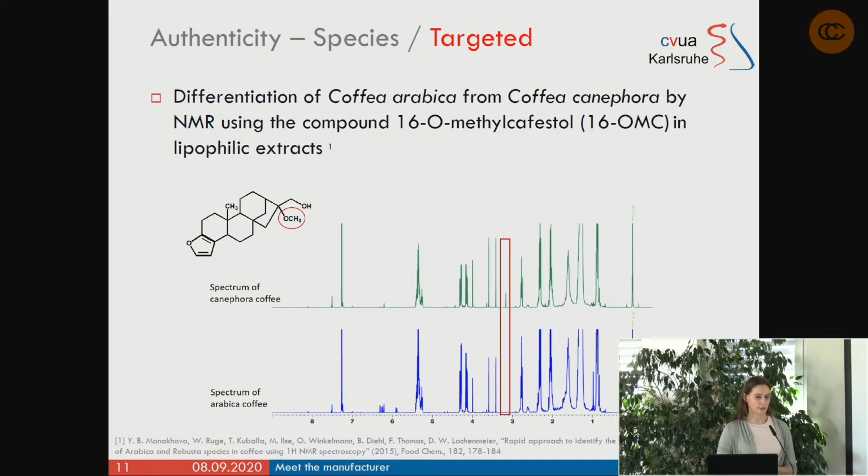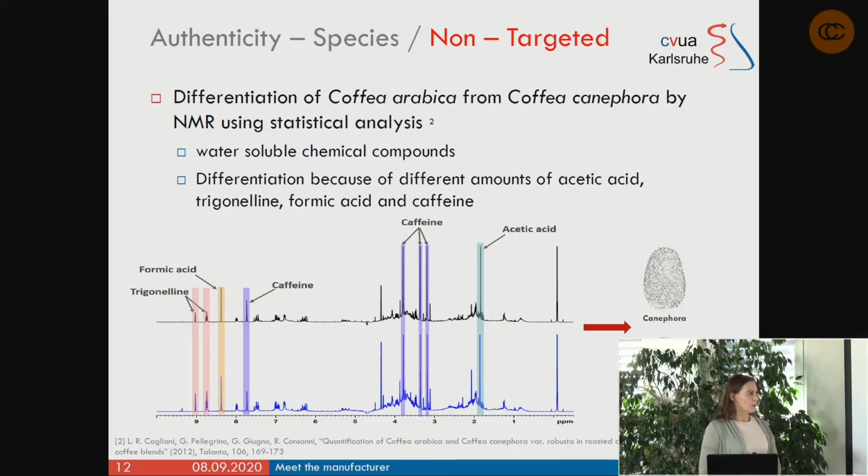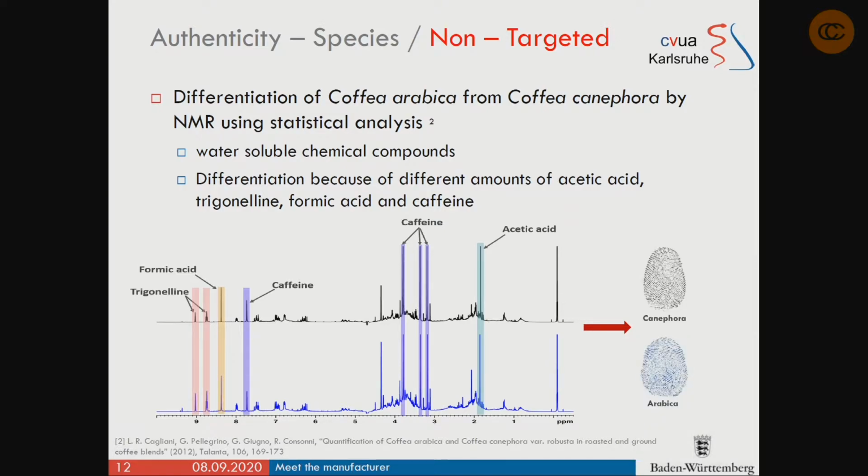Proving the authenticity with regard to the species is possible by using only one substance. This substance is called 16-O-methylcafestol, and it's only present in Canephora coffee, whereas Arabica coffee contains only traces of this substance. Based on the NMR spectrum of an Arabica and Canephora coffee, the signal of 16-O-methylcafestol is clearly visible in the spectrum of the Canephora coffee, but there is no signal here in the spectrum of the Arabica coffee. The signal is produced by these 3 hydrogen nuclei, and with this method it is possible to detect an addition of already 2 to 3% Canephora coffee to an Arabica.